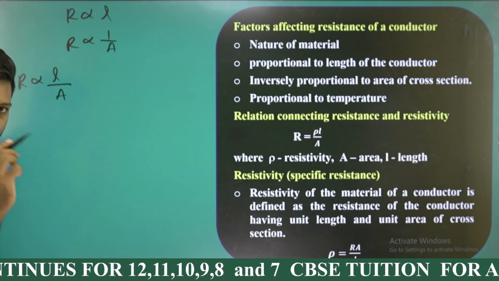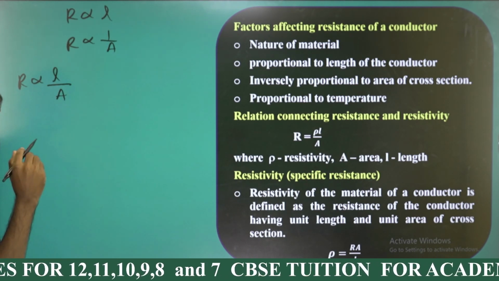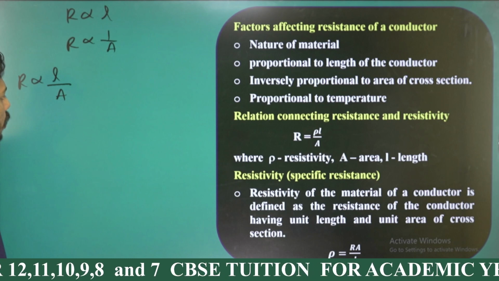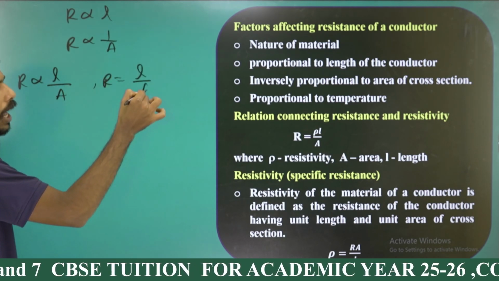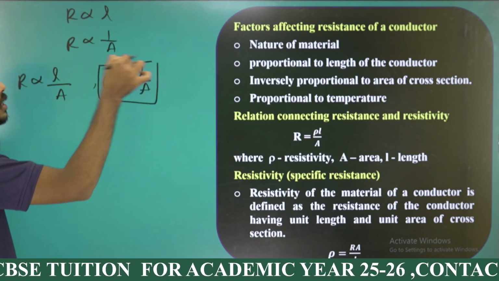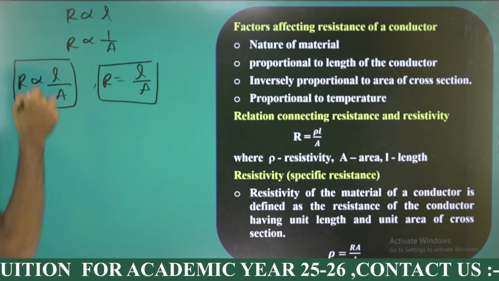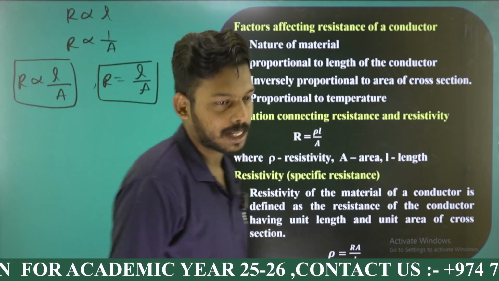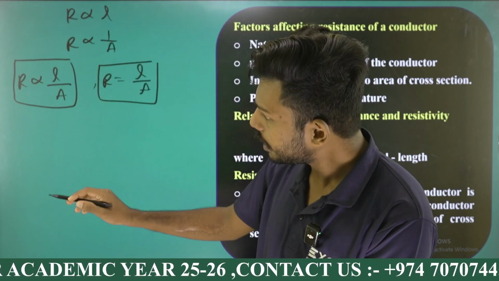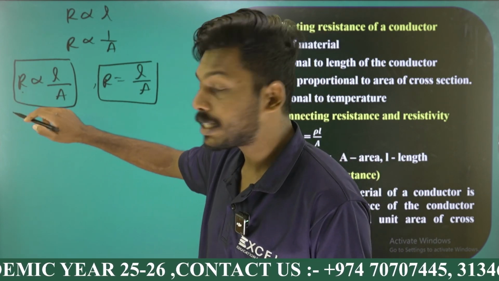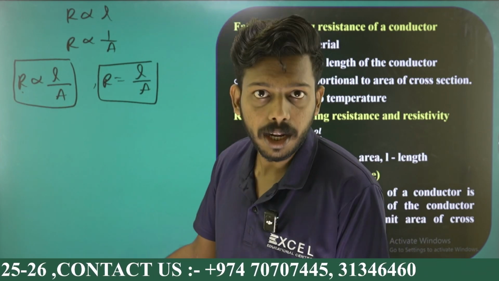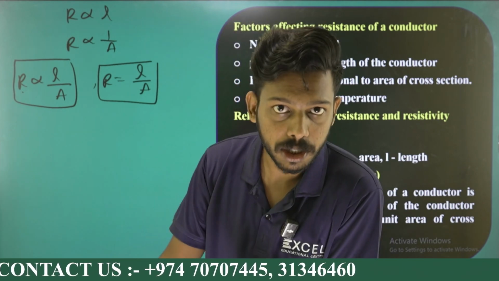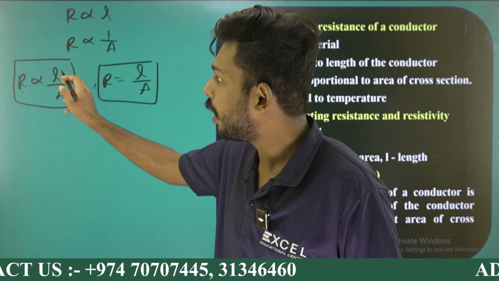I can show you another form of this representation, R is equal to L by A. Actually, there is a very minute change in these two statements. What is the change? The first one states that resistance depends on length and area. It can depend on any other quantity also, but it depends on the length and area.